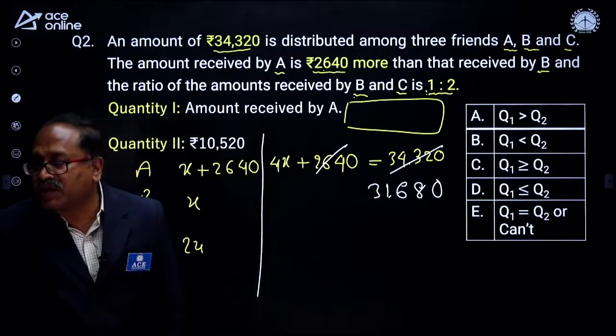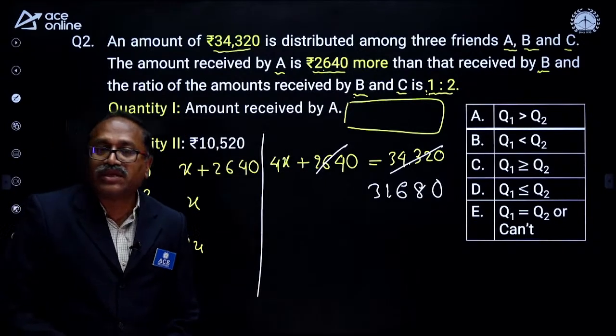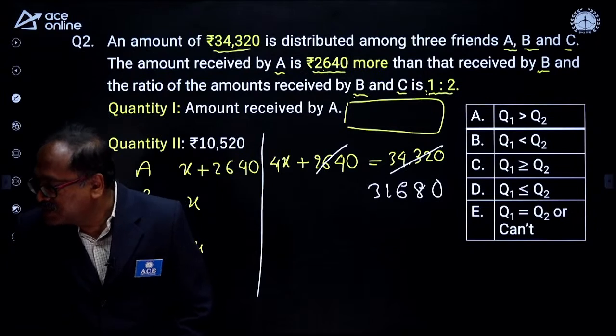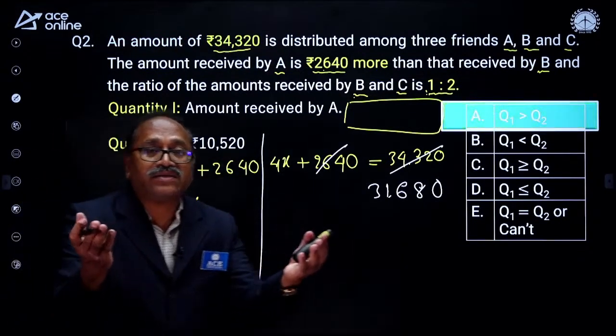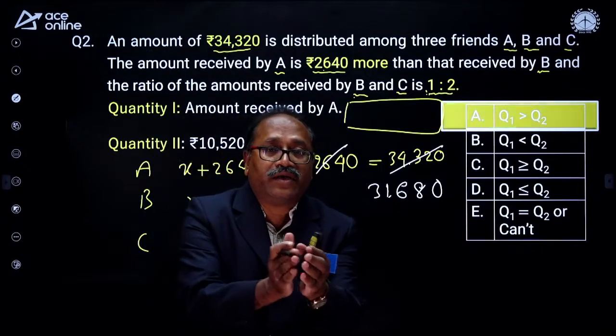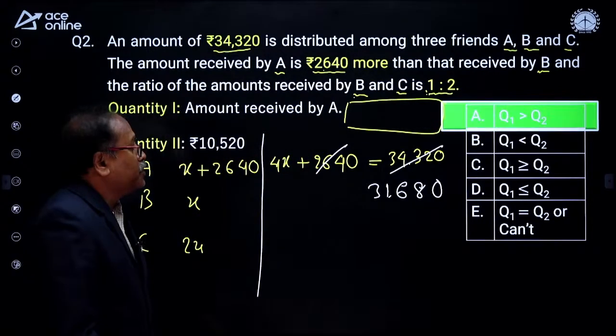Is it 31,680? Ashish, answer is A. Oh my God, let me check. That's right, Ashish. Wow, well done, well done. Well done, my young brother.